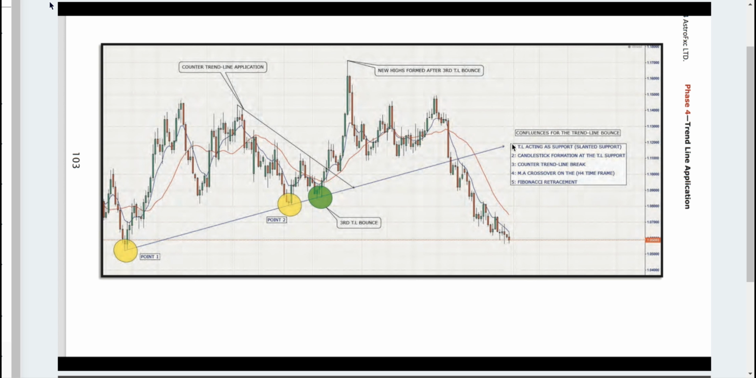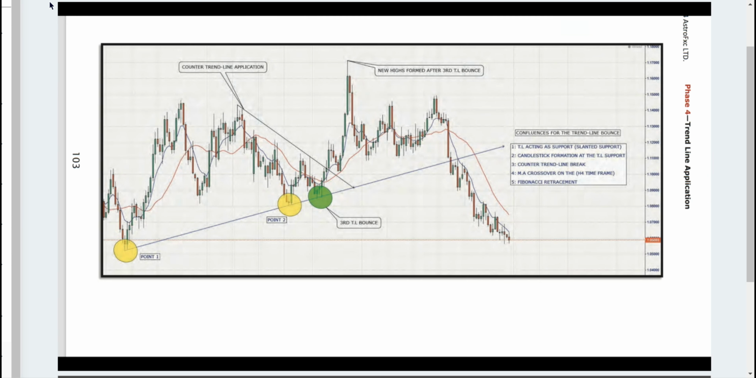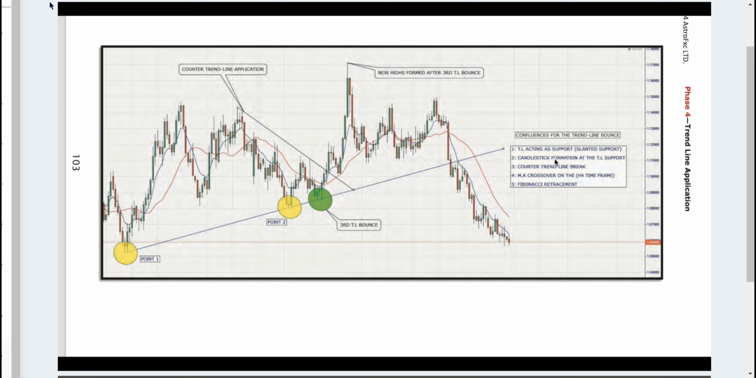So first, these are the confluences. We have 5. Number 1 is the trend line acting as support. So yes, we have it as support there. Yes, we have it as support here, remember? So that's the support zone. Number 2, we're looking for any candlestick formations at the trend line support. Now remember, these trend lines are going to be drawn on the weekly and then the daily. You can do it on the 4-hour as well, yes, but you can come to that later on, or if you go through the charts yourself, you will find this.